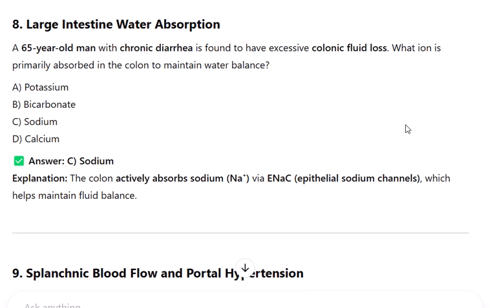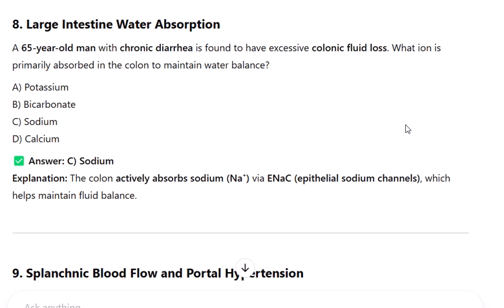Sodium. Explanation: the colon actively absorbs sodium via ENaC epithelial sodium channels, which helps maintain fluid balance. 9. Splanchnic blood flow and portal hypertension. A 58-year-old man with a history of alcoholic liver cirrhosis develops esophageal varices.